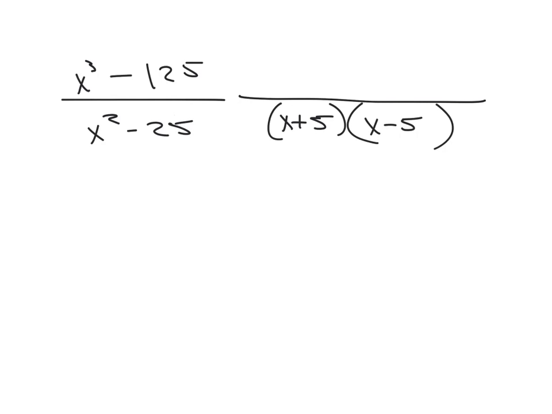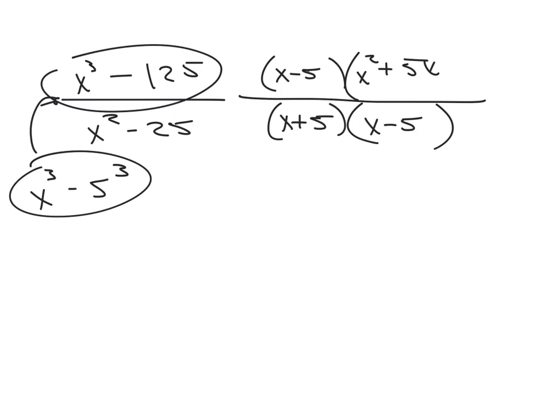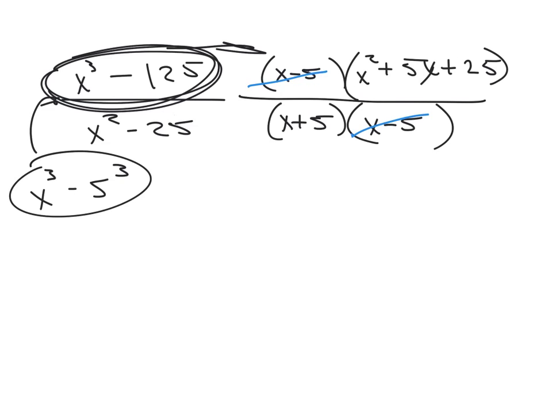So on the top, using our difference of two cubes, because x cubed minus 5 cubed is the same as that, I have x minus 5, and then my second part of this will be x squared plus 5x plus 25. If you look back in finding the difference of two cubes using the formula, and you come up with that, we can cancel that, and we're done. Okay? And yeah, just continue on.